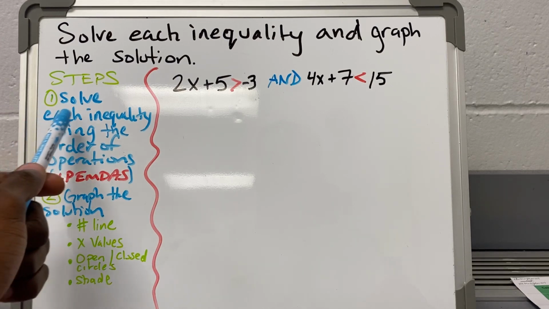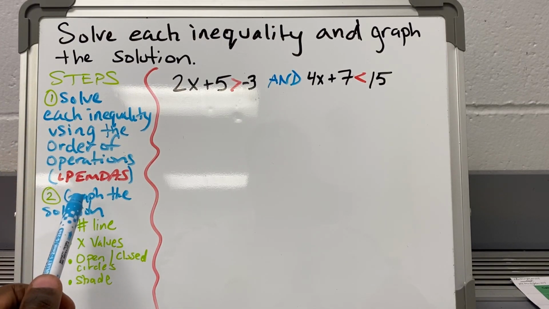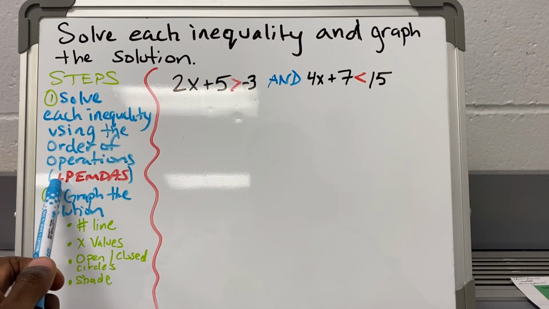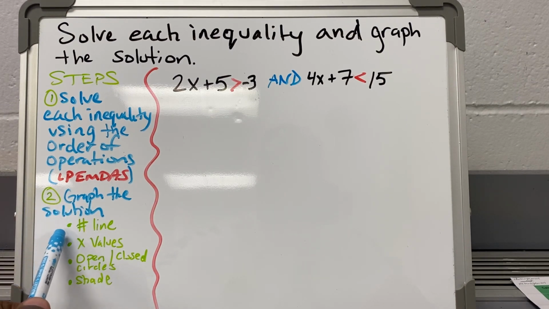You're going to solve each inequality using the order of operations. If you know me, then you know by now I use les PEMDAS. Use that L first for like terms. Secondly, you're going to graph the solution by creating a number line, putting in your x values, setting up your open or closed circles, and then you're going to shade either to the left or the right. All right, so let's get it popping.